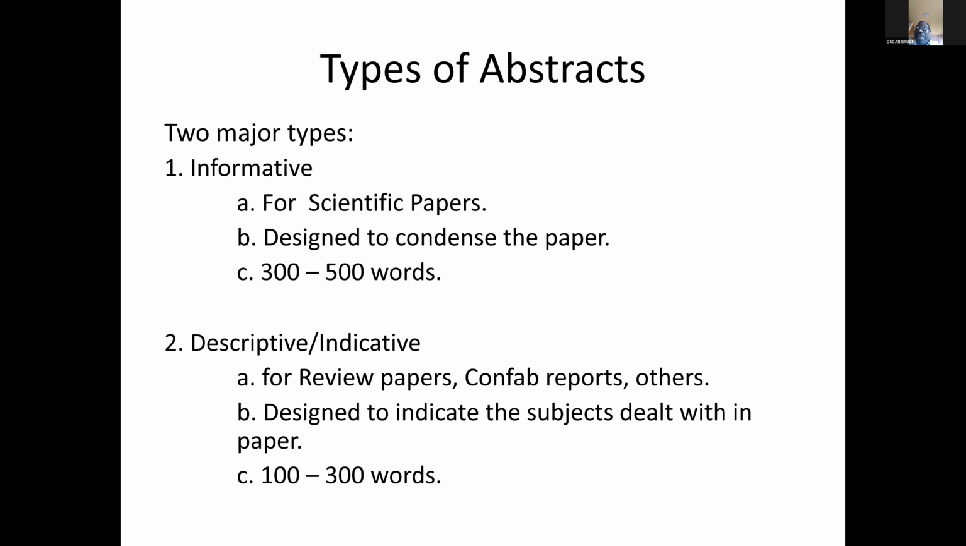The second type of abstract is the descriptive or indicative abstract. This is the type used for review papers, conference reports, and others. It is designed to indicate the subjects dealt with in the paper. They are generally of few words, say 100 to 300.